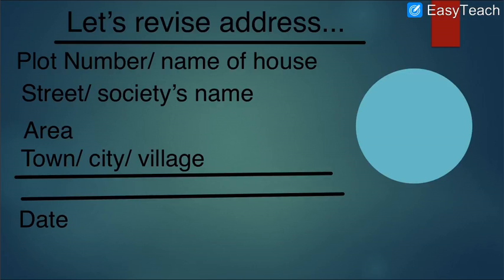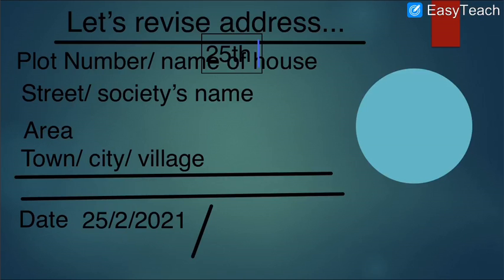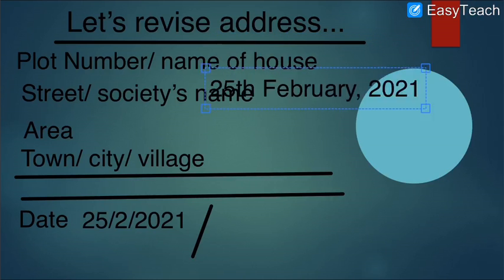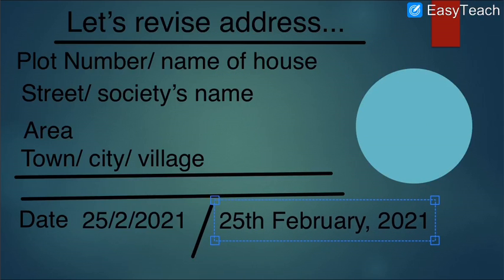Now say for an example, today when you are writing the letter, the date is 25th of February 2021. So this should be written here. So this is the way how you can write the date, or you can even write the date like this: 25th February, then a comma, then the year 2021. This can also be the way how you can write the date.